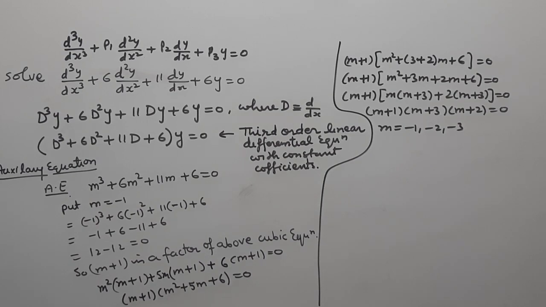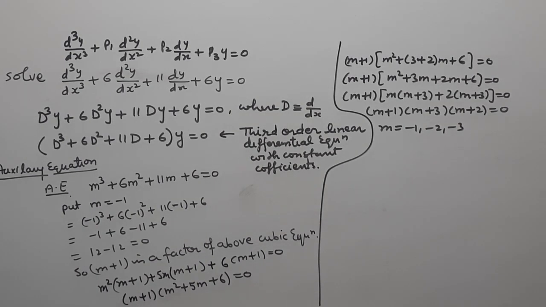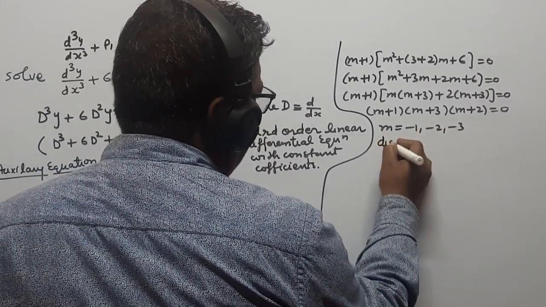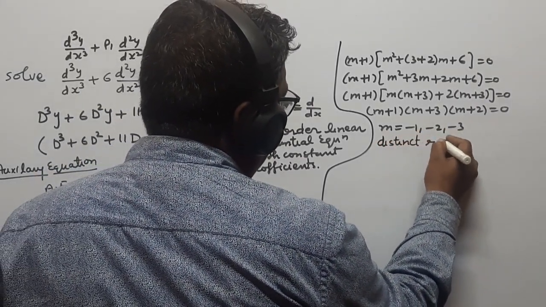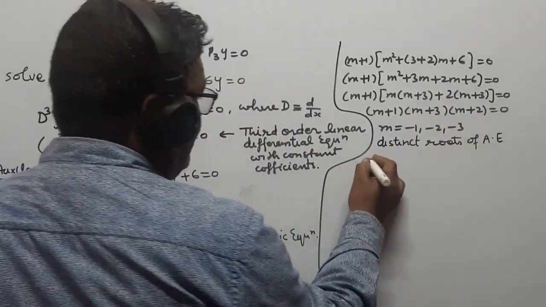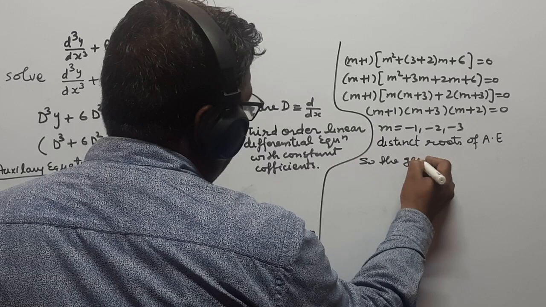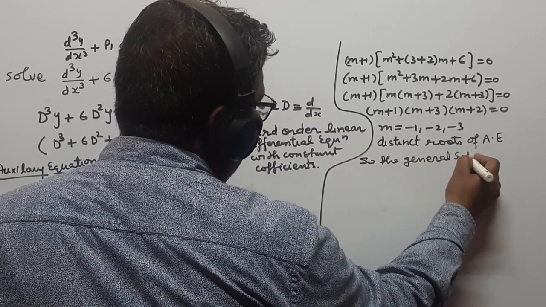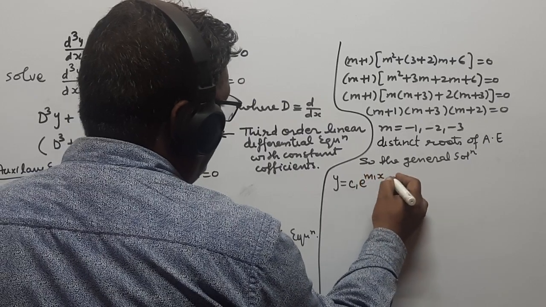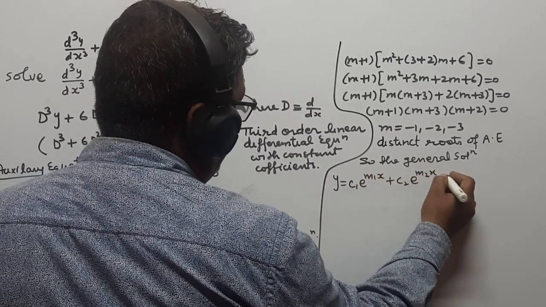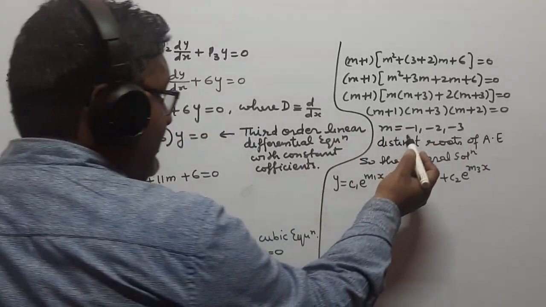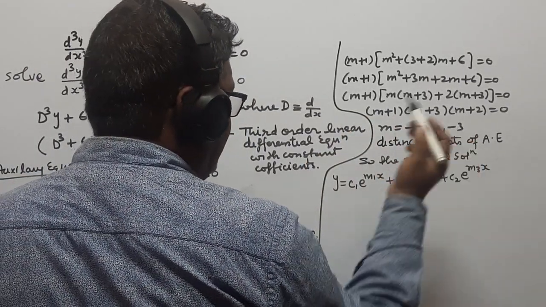So these are the roots of the above auxiliary equation. And all these roots are distinct. Distinct roots of auxiliary equation, so the general solution can be written as y is equal to c1 e to the power m1x plus c2 e to the power m2x plus c3 e to the power m3x. Here m1 is minus 1, m2 is minus 2 and m3 is minus 3.